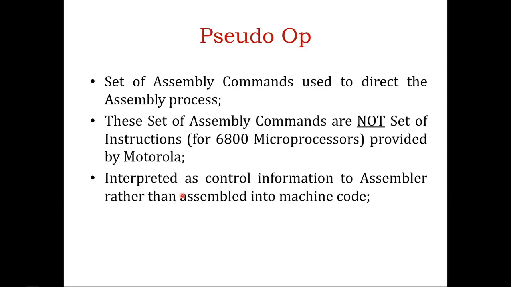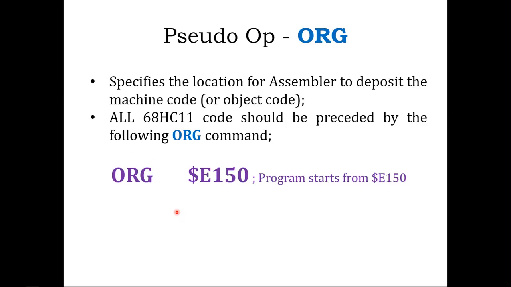Again, this is interpreted as control information to the assembler, and is not assembled into machine code. These instructions do not get compiled into machine code, because instead of trying to give something to the microprocessor, you are actually telling the assembler to do something. Okay, let me show you some of those. I'm sure that you have seen almost all of them.